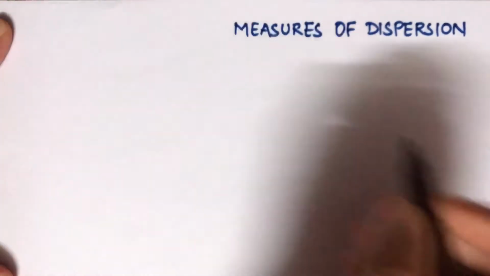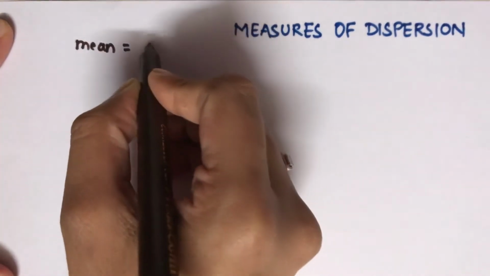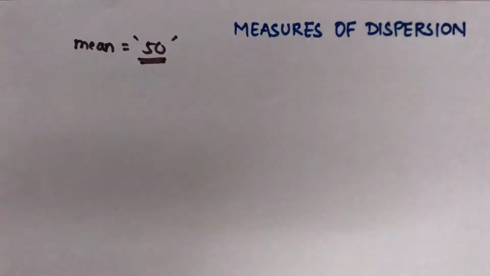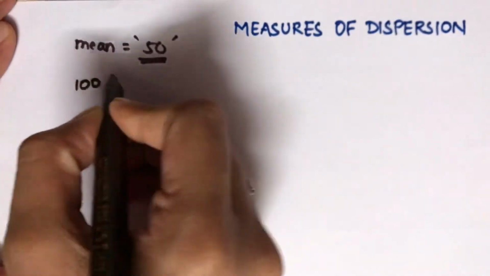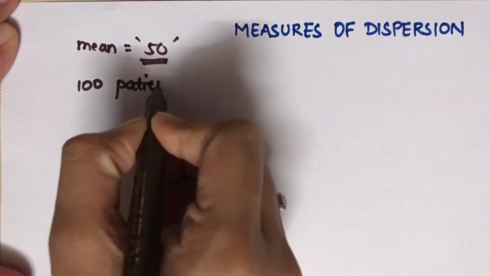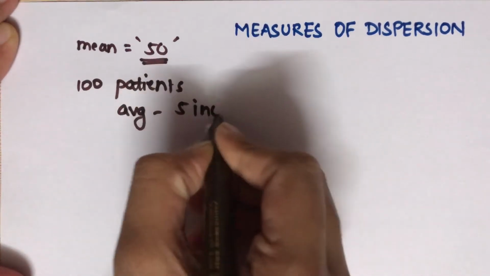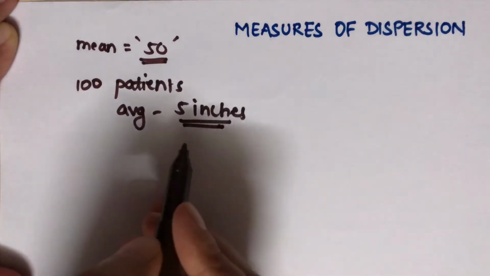For example, if you got the mean as 50, you get this typical single value, that is your central tendency. It does not give information about the entire data. Suppose there are 100 patients and the average height of them is 5 inches, for example. This is a single value, that is your central tendency.